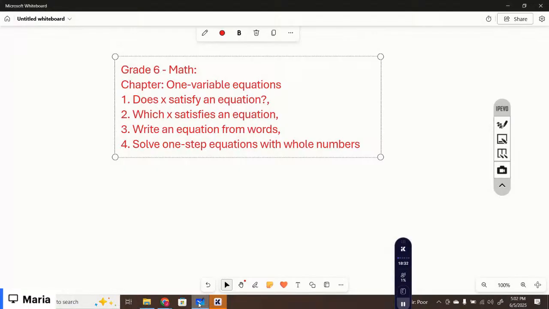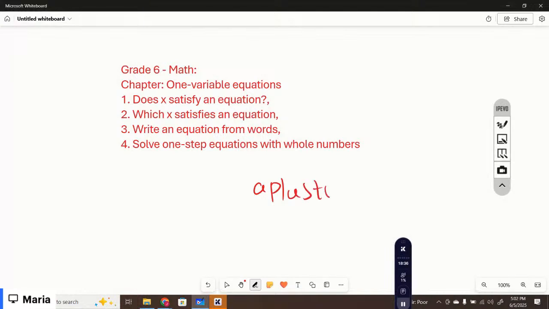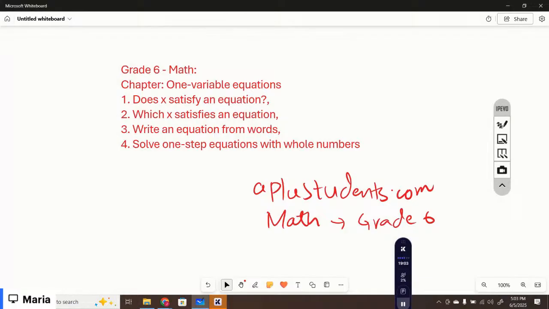You can find all the lessons on aplustudents.com. You have to log in there using your email address and the password provided by the administrator. Then select math on the subject tab, scroll down to grade 6 math, and click on view all lessons, where you can find the rest of the chapters.